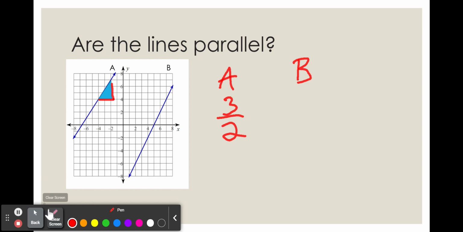And then for B, we find that the rise is 2 and we're going over 1. These lines have different slopes, so they're not parallel.